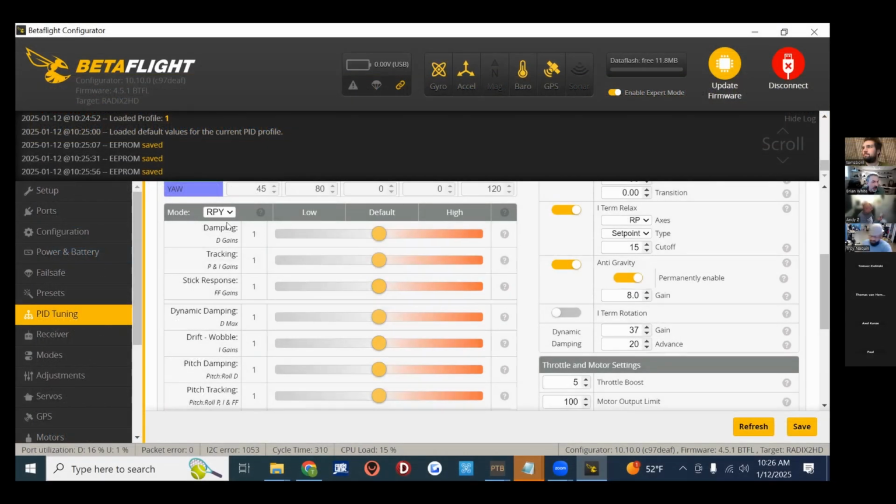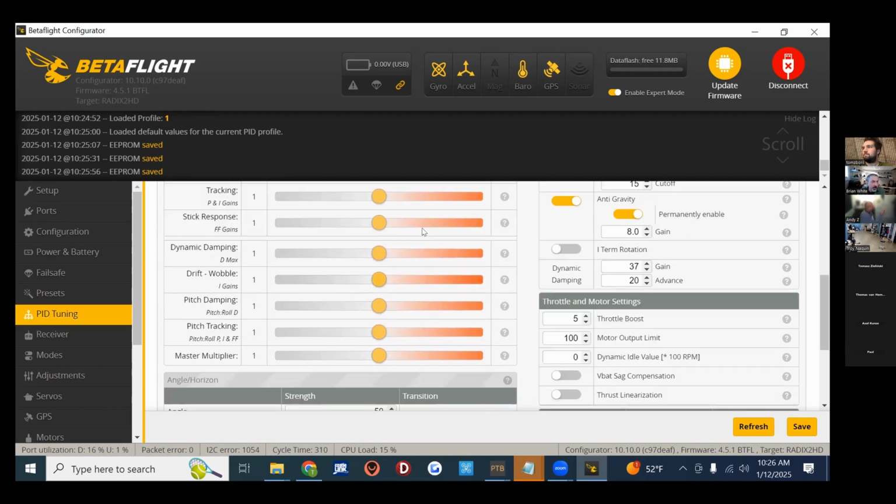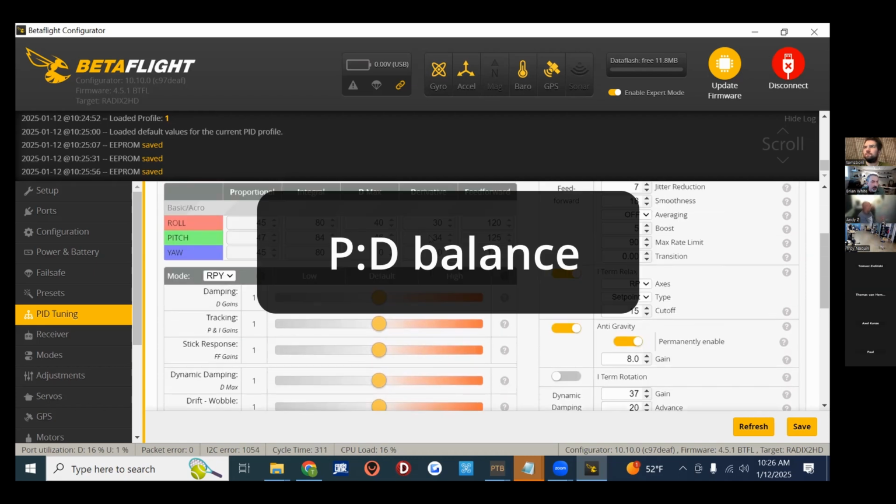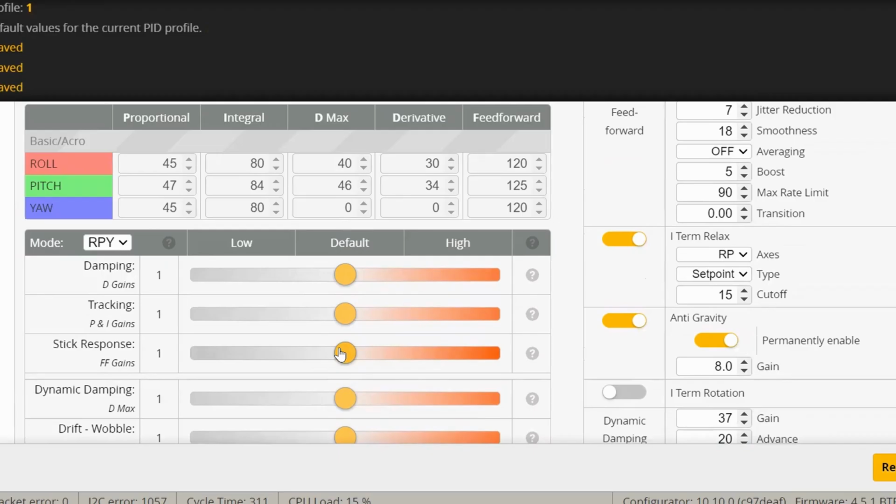Okay, so we're defaulted here on the slider. What we're going to do first is test the P to D balance. This is a 6-inch rig. If you were doing this in angle mode, you could just leave your feed forward settings. There's one point, Troy, why angle mode is a little better, because then you don't have to mess around with that. We're going to drop dynamic damping.